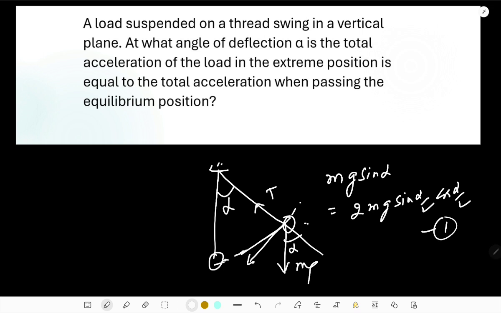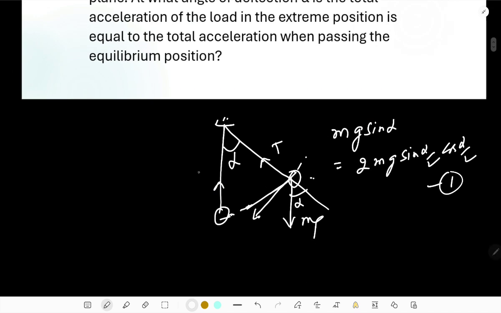And when passing through the equilibrium position, the velocity is maximum. At this position, only two forces are acting, tension and gravity. Both tensions are different, this T is something else and this T will be different, I know. But velocity at this equilibrium position will be maximum, and the forces are acting radially. That means tangential acceleration is 0.